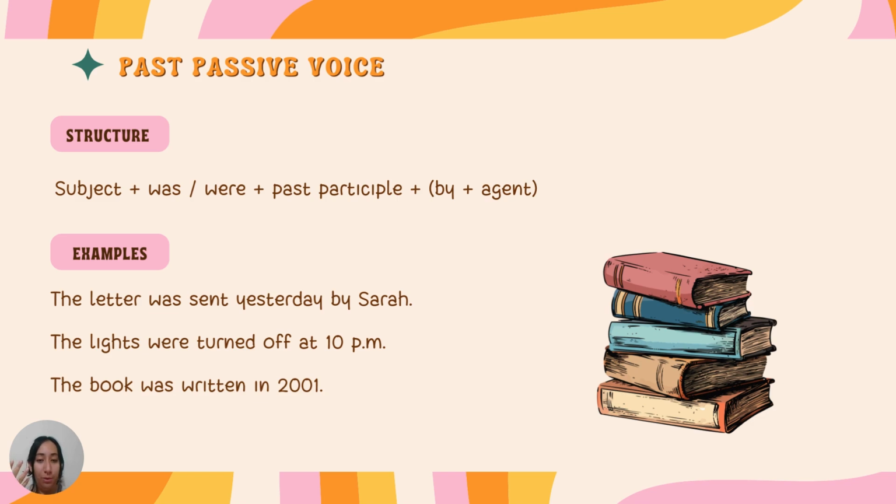Or the other example is the lights were turned off at 10 p.m. Were turned off shows that the action was done, but we don't know who did it. And the book was written in 2001. The author is not mentioned, what matters is the result, the book.